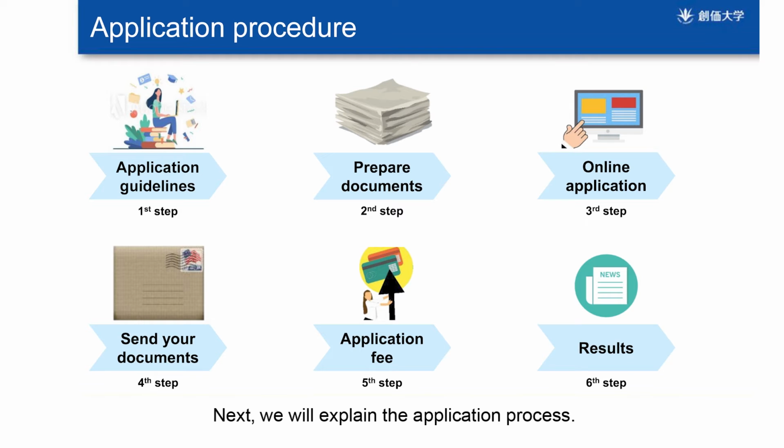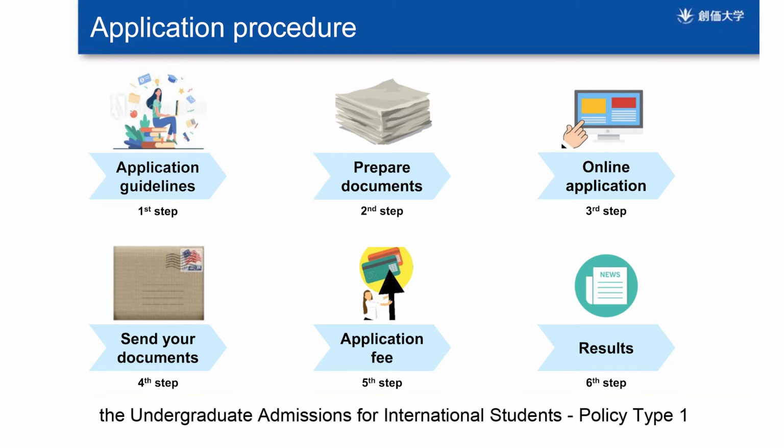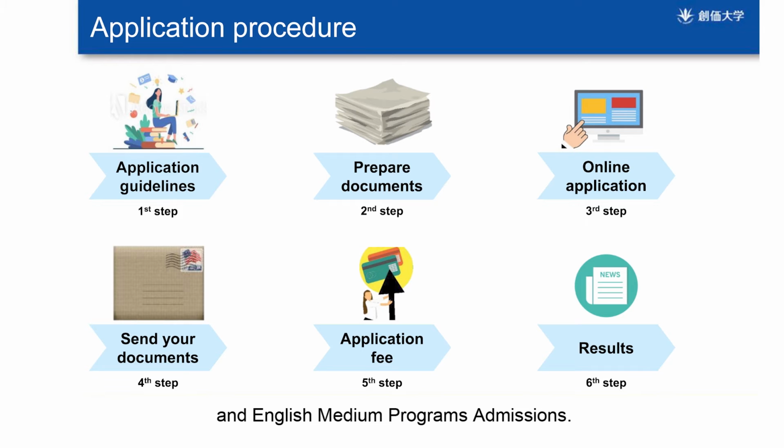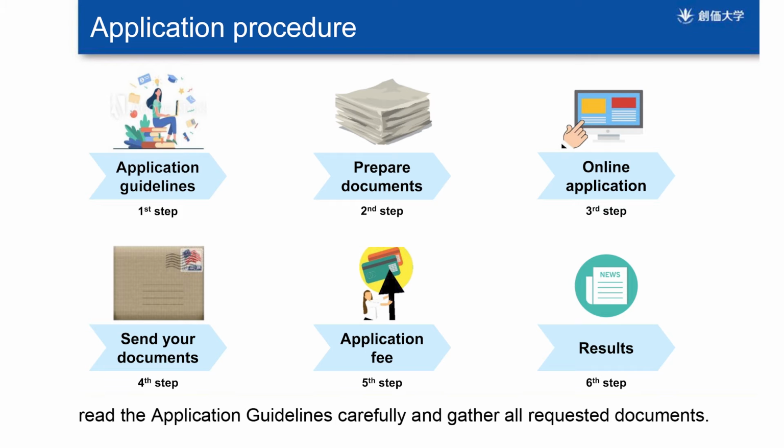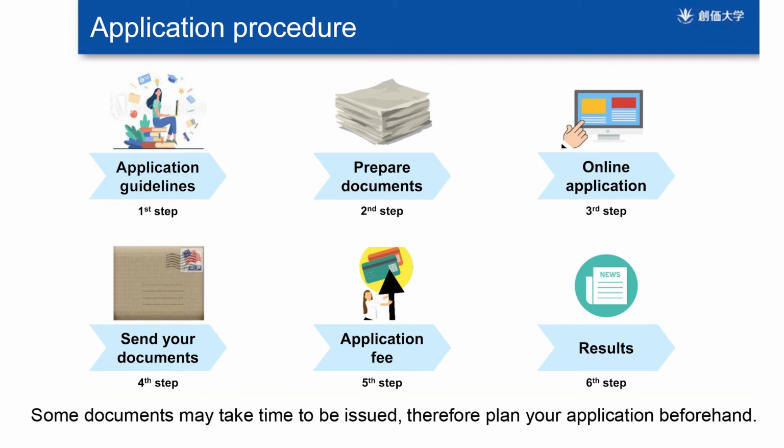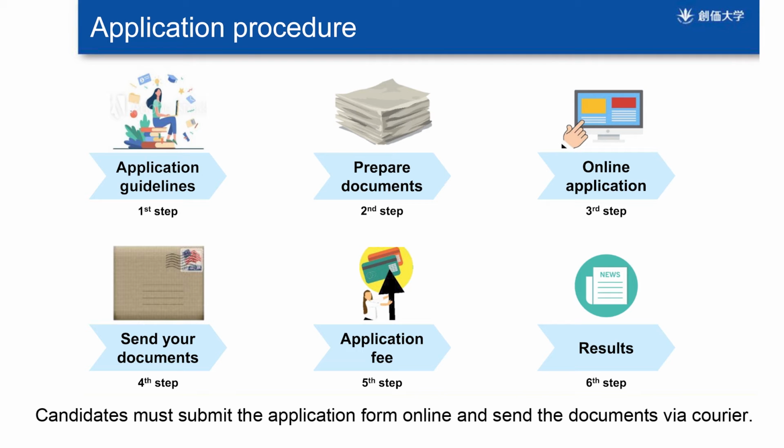Next, we will explain the application process. This flow is the same as the ones for the undergraduate admissions for international students, Policy Type 1, and the English Medium Program's admissions. Access our website, read the application guidelines carefully, and gather all requested documents. Some documents may take time to be issued, therefore plan your application beforehand. Candidates must submit the application form online and send the documents via courier.